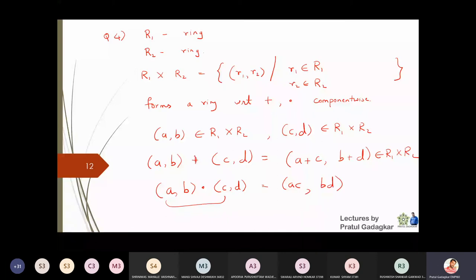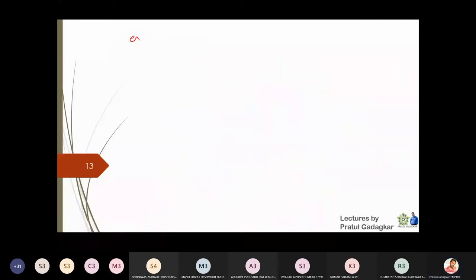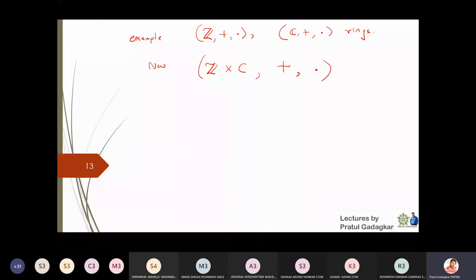So this addition is component wise addition, and this multiplication is component wise multiplication. I will check all the properties as usual, and what this exercise tells us is that yes, it will become a ring. So R1 cross R2 with respect to component wise addition and component wise multiplication satisfies all the properties required for a ring. So we have new rings. For example, we know that Z is a ring, correct? And the set of complex numbers is also a ring. So both are rings. Can you form a new ring now? Yes, you can now say that Z cross C with respect to component wise addition and component wise multiplication also forms a ring.